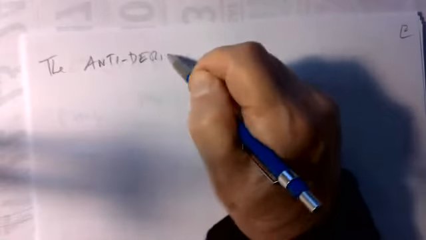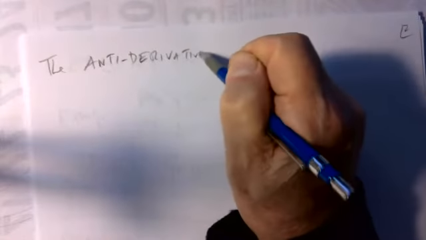Okay. So this is kind of like reversing the process of differentiation. So what we will call the antiderivative of a function f of x is a function capital F of x such that capital F prime of x equals little f of x.